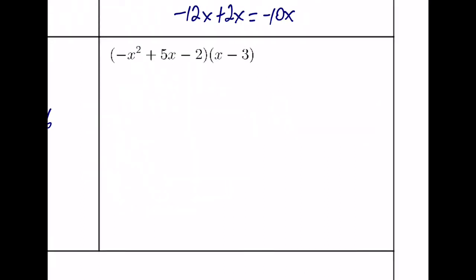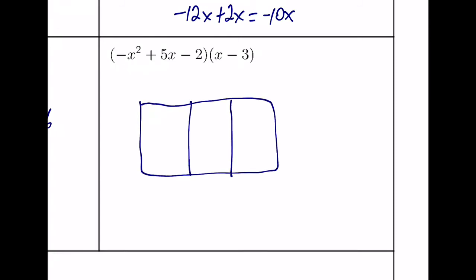This next problem is a trinomial multiplied by a binomial, because in parentheses we have 3 terms instead of 2. It's a very similar setup, but slightly different. When we do our boxes, instead of having 2 by 2, we now set up a 3 by 2. And we have to put the 3 terms on this side and the 2 terms over here. Then we again multiply row by column.